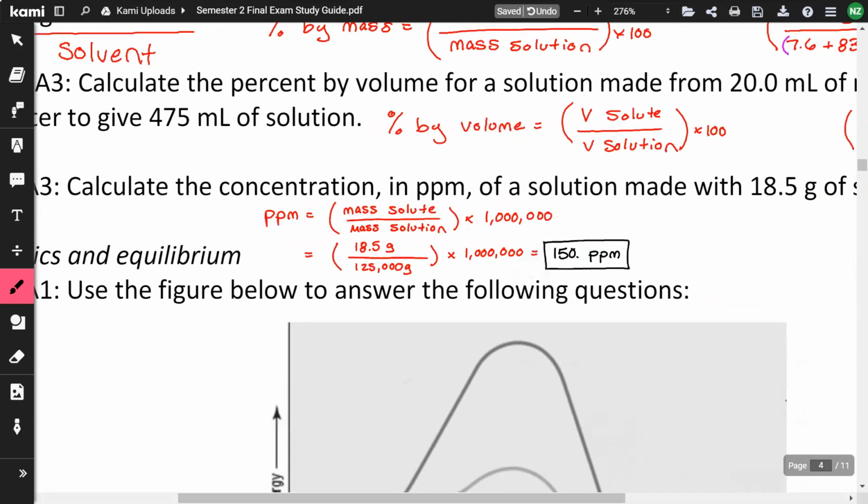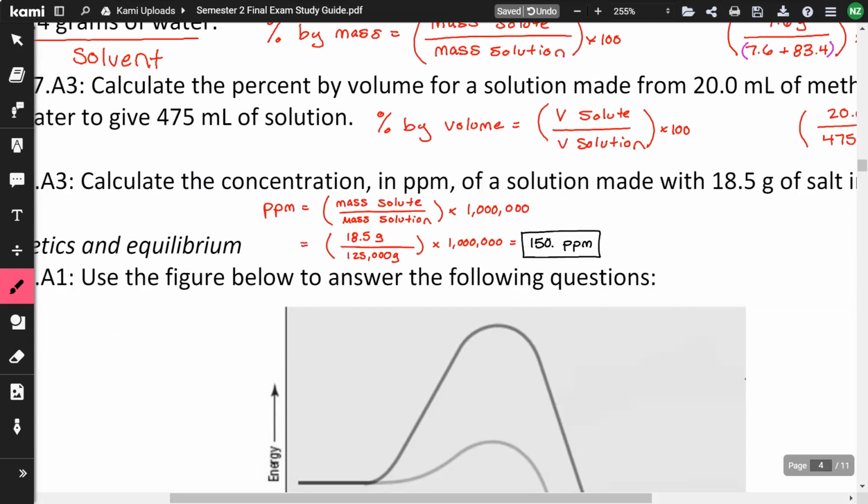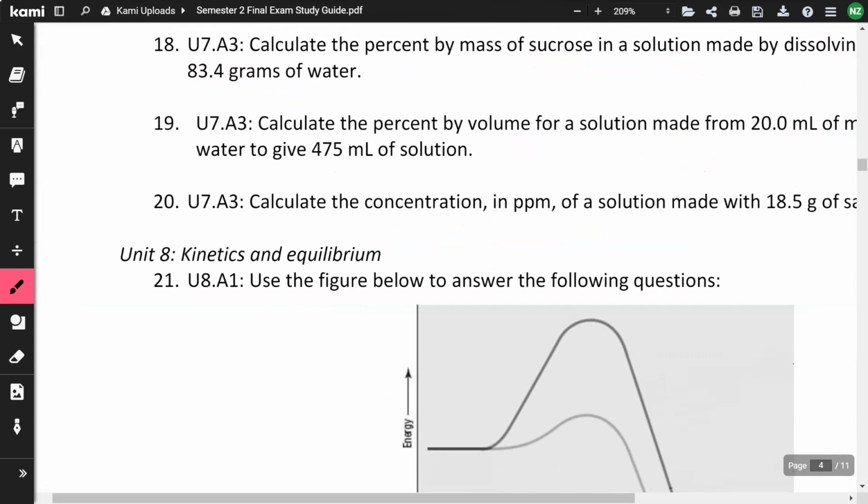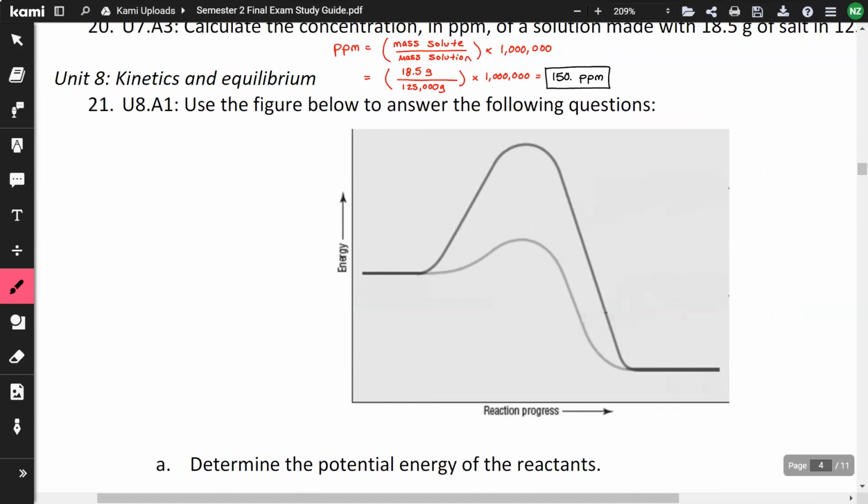All right, so that was solution stoich. We're going to move on to kinetics and equilibrium, which is unit 8. So it says use the figure below to answer the following questions. Okay, so let's go ahead and label a few things on here. The left side, these are the reactants. The right side are the products.